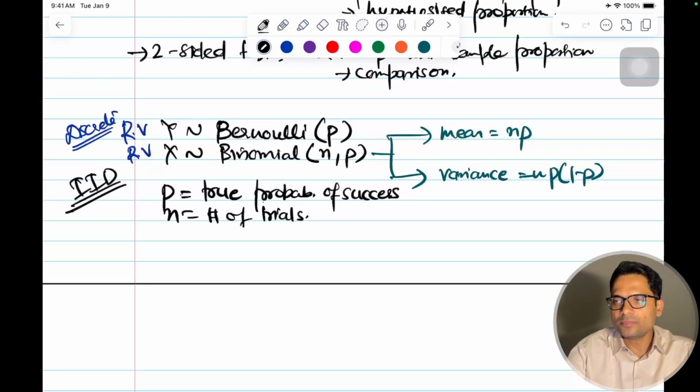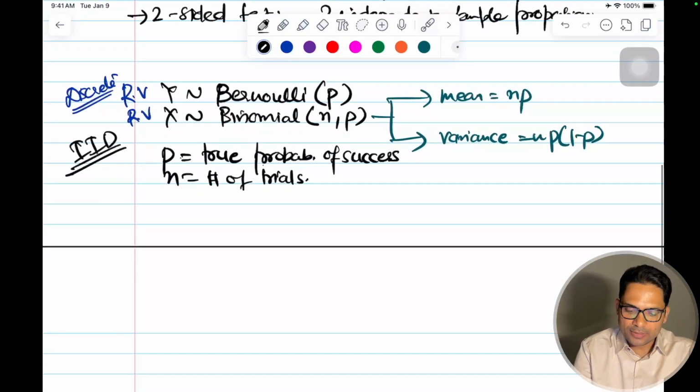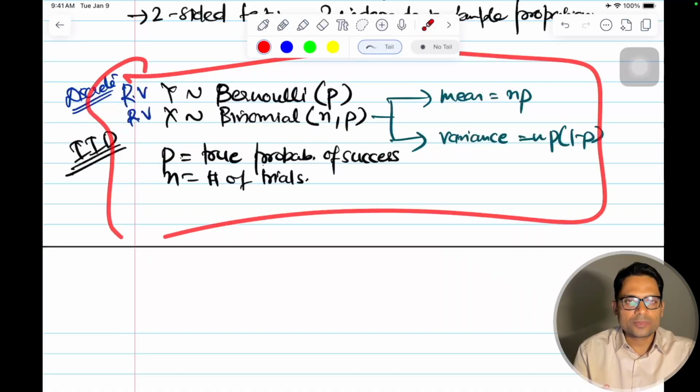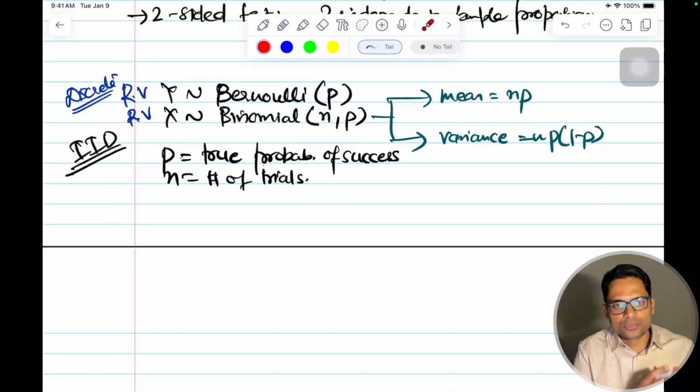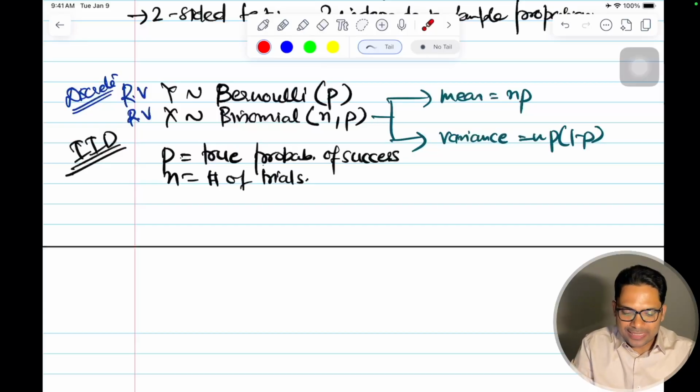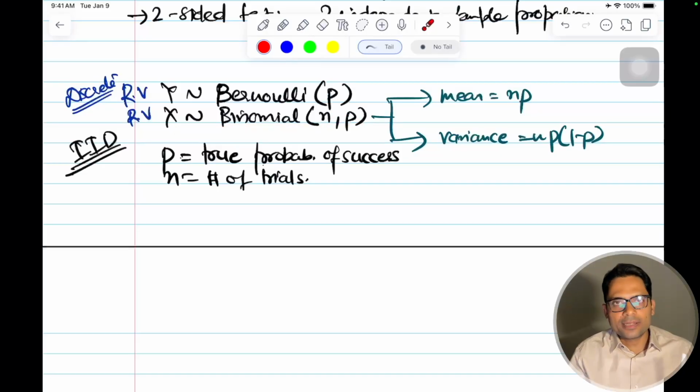Now let's define this. Now we are doing proportion. So what is the proportion of success? This binomial variable X will give me the PMF for the number of successes. It can be 0, 1, 2 till n. So this will give me the complete distribution. The binomial distribution gives me the number of successes in n trials.